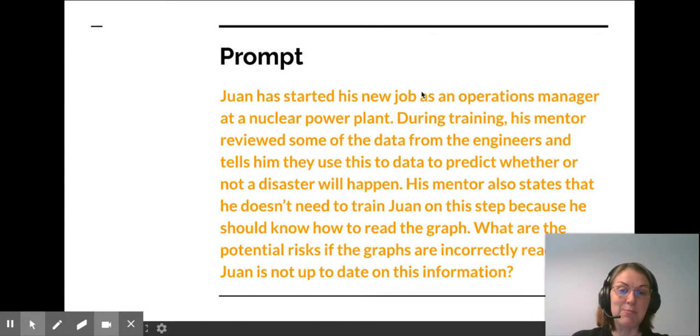You're working with an employee, Juan, who just started as an operations manager at the new job. His mentor is reviewing some of the data that they process in his line of work, and the mentor expects that Juan already knows how to interpret this data. So we're asked to identify: what are the risks if the graphs are done incorrectly? And what if Juan is not up to date on this information? So let's take a look.